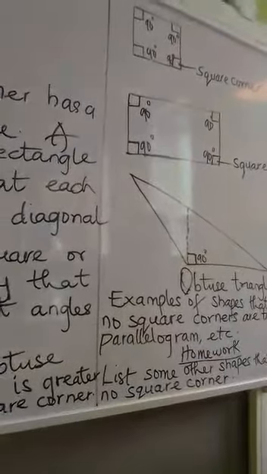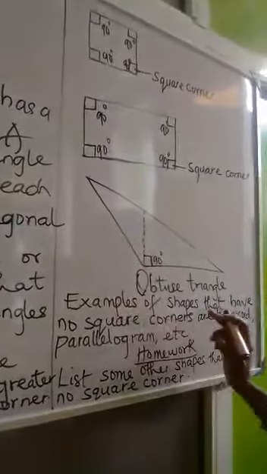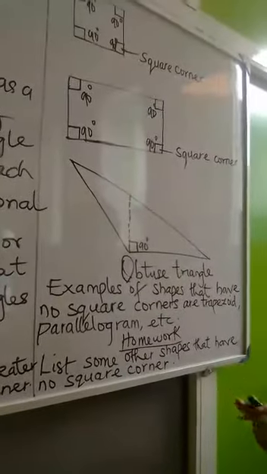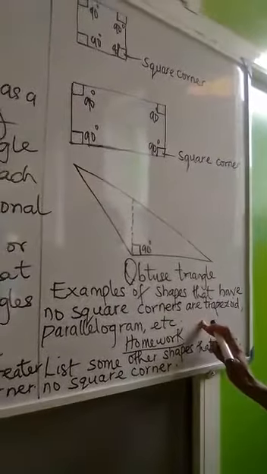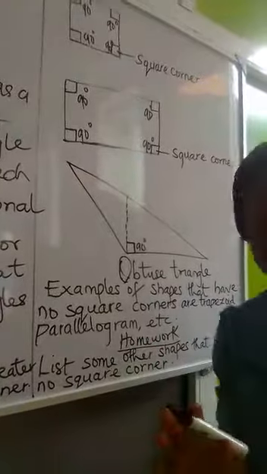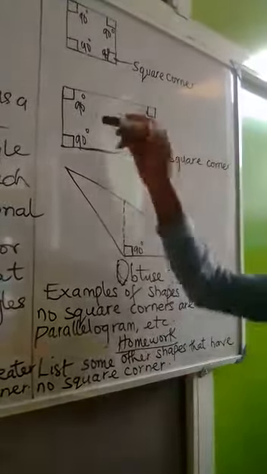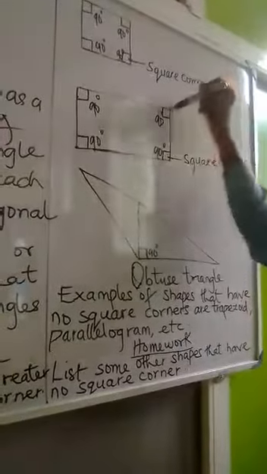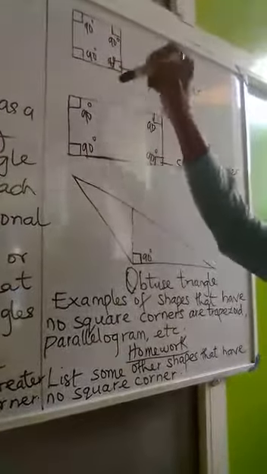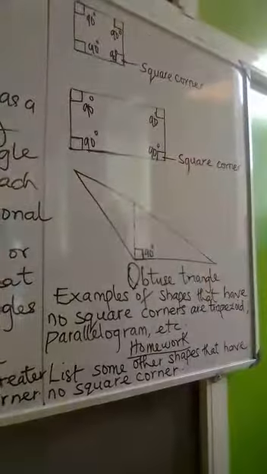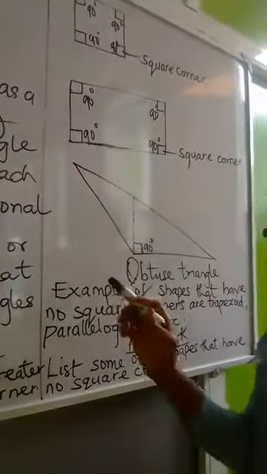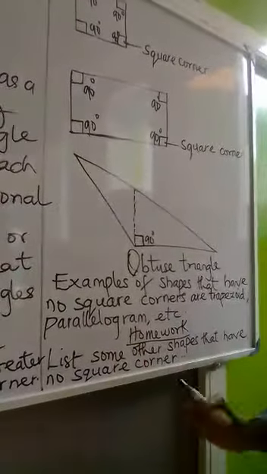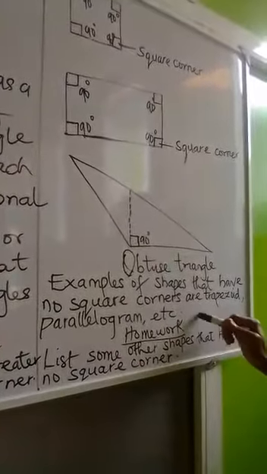Okay, let's move down to the examples of shapes that have no square corners. There are some shapes that do not have square corners. Just like this, look at what I meant by square corners, small square corners by the corner of the shape or figure. Likewise, there are some shapes that do not have square corners at all. And those shapes are these.